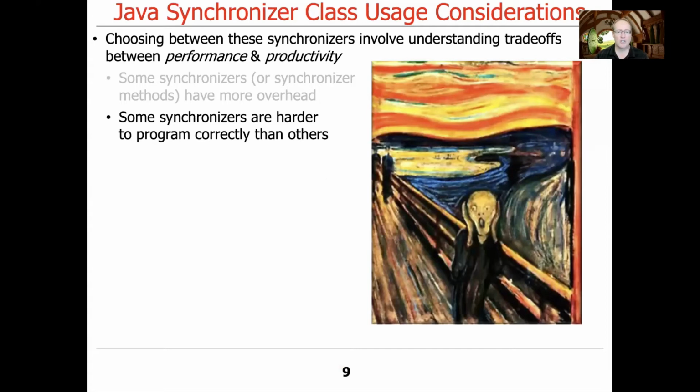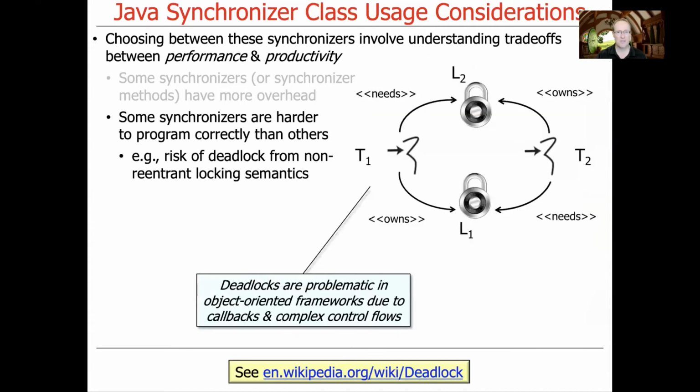Some synchronizers are also harder to program correctly than others. And you'll see, once again, there are trade-offs between performance and productivity. As a simple example, there's a style of lock called a non-reentrant lock. A non-reentrant lock simply means that if a thread currently owns the lock and it tries to reacquire it, it will deadlock on itself because it's non-reentrant. In contrast, there are reentrant locks, which simply increment a counter if they currently own the lock and they try to reacquire it.